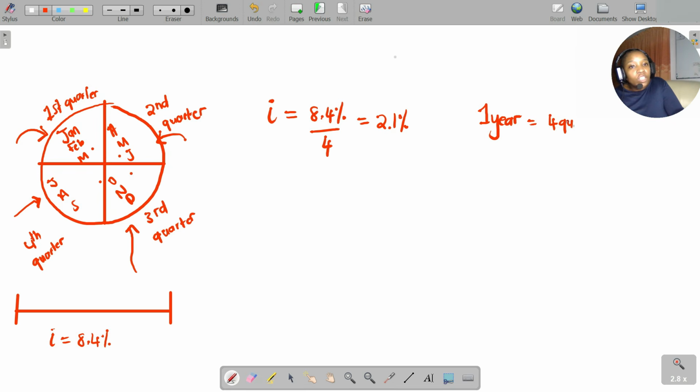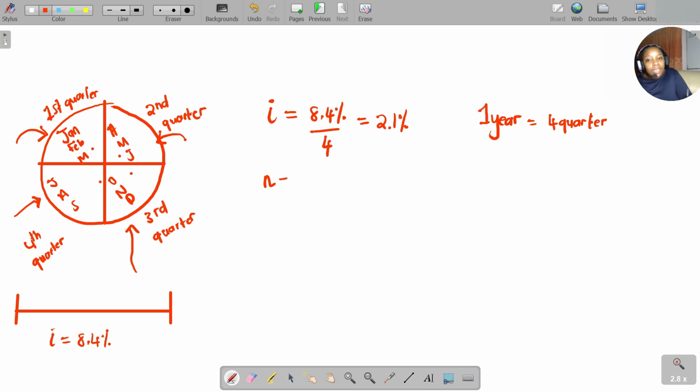Okay, so we just want to change our payment period to be in quarters, right? So that just means that our N is just going to be 4 quarters, okay? Because 1 year is equal to 4 quarters, or in 1 year, we've got 4 quarters. All right, and we're good to go.